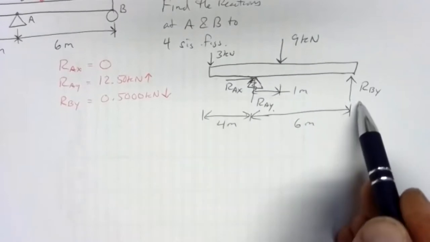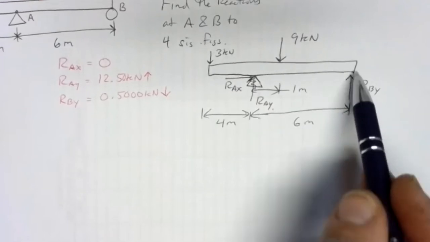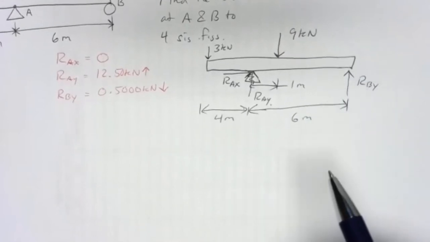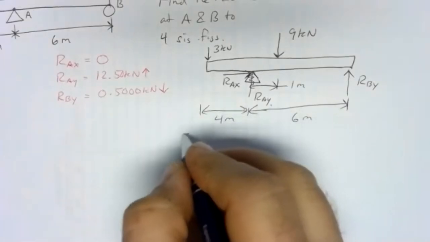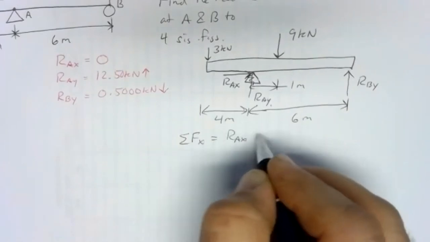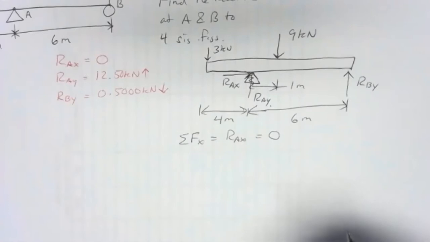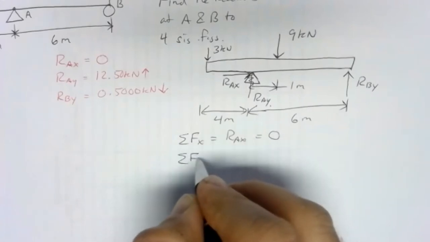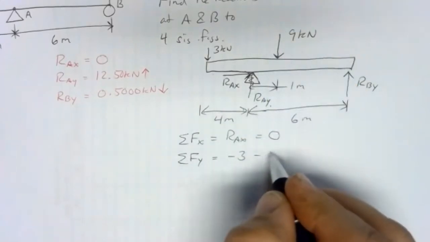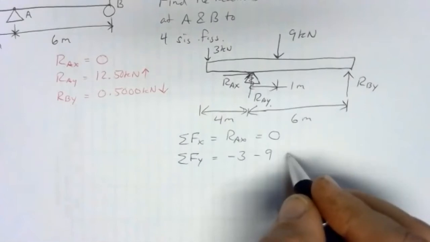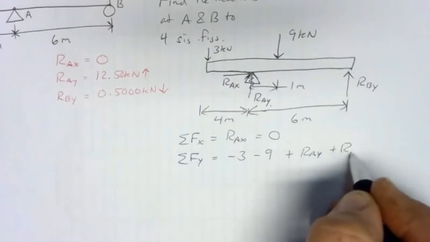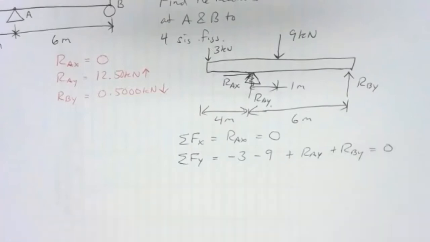So I've made a guess here that my reaction at B is going to have to push up, and the math will tell me whether that guess was good. So let's set up our equation. Sum of forces in the X direction, we've got RAX and nothing else. So RAX equals 0. In the Y direction, we've got -3 kilonewtons, we've got -9 kilonewtons, and we've got positive RAY and positive RBY, and that equals 0.